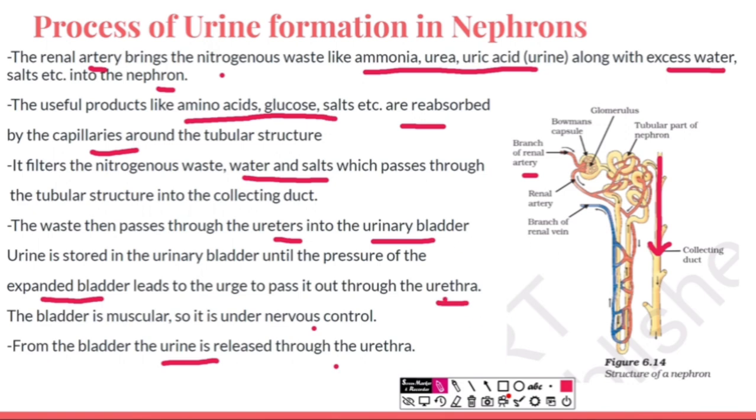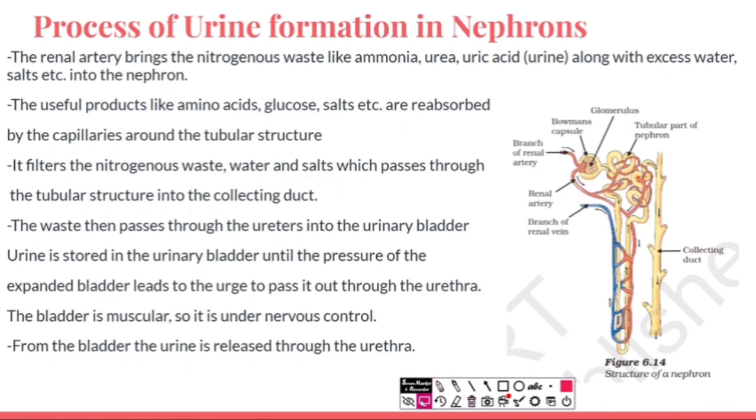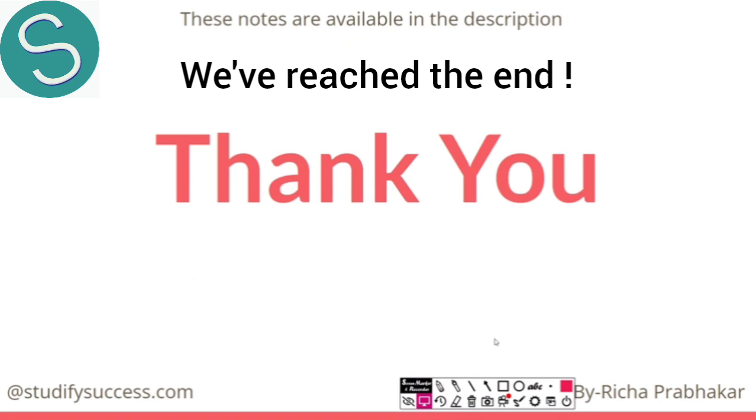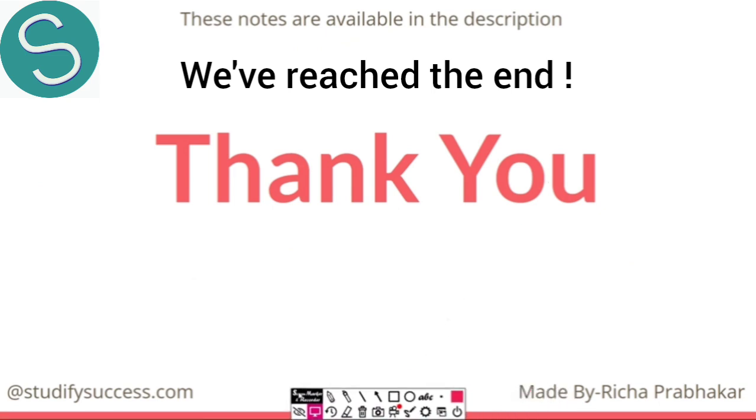So this is the overall process which you need to know, that some important components are reabsorbed from the tubular part of the nephron, and some important parts like Bowman's capsule, glomerulus, the collecting duct, these are the important parts of a nephron and the important parts of the excretory system as a whole itself. You should know all these things. Then this brings us to the very end of this chapter. We have done a lot of things in this chapter. We started with nutrition, we then did respiration, transportation, and now finally we are done with excretion as well.